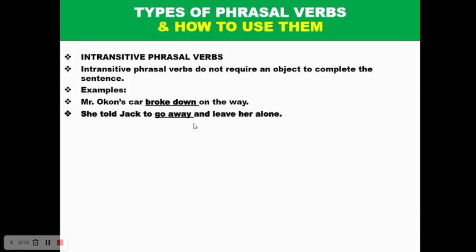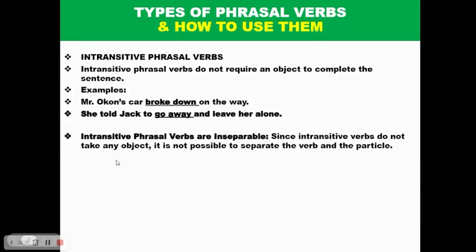She told Jack to go away and leave her alone. No object is required after go away. We can even remove the rest of the sentence. She told Jack to go away, full stop. It doesn't require any object. By the way, on the way is not an object, and leave her alone is also not an object.